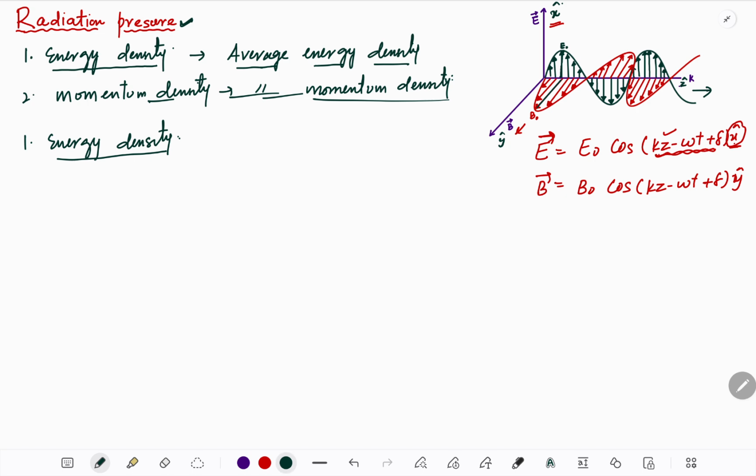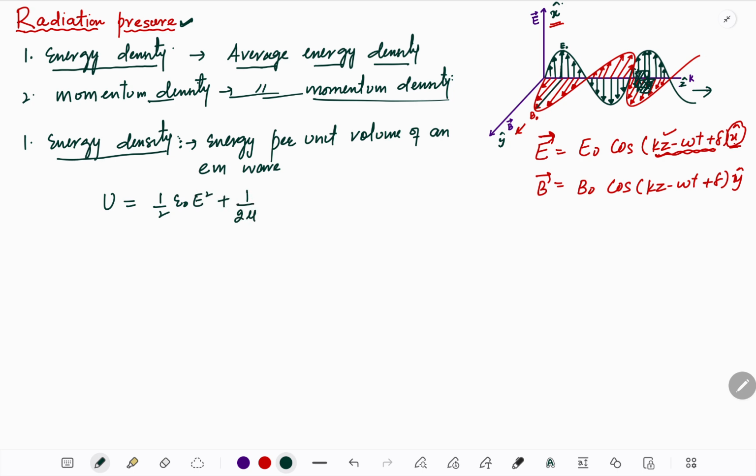Now, energy density tells us the energy per unit volume of an electromagnetic wave. How much energy is present in a unit volume of an EM wave? That energy is present in the electric field and the magnetic field. So it is given by 1 by 2 epsilon naught E square plus 1 by 2 mu 0 B square.